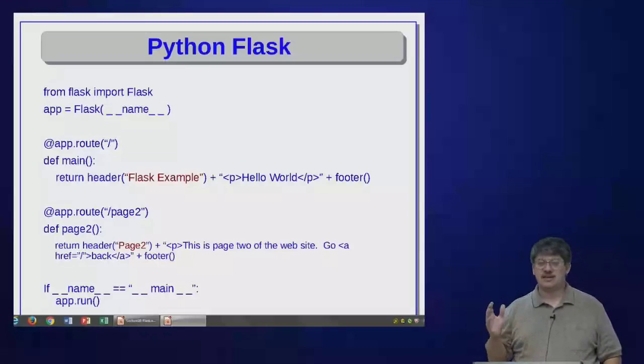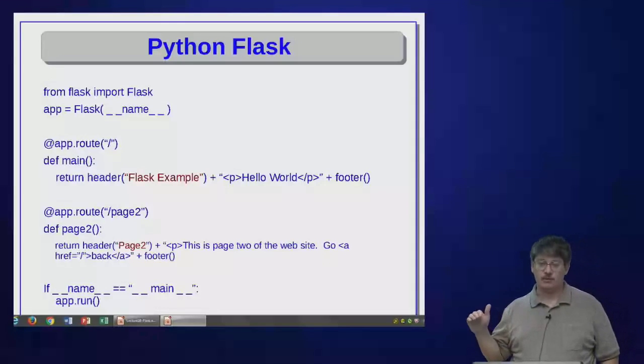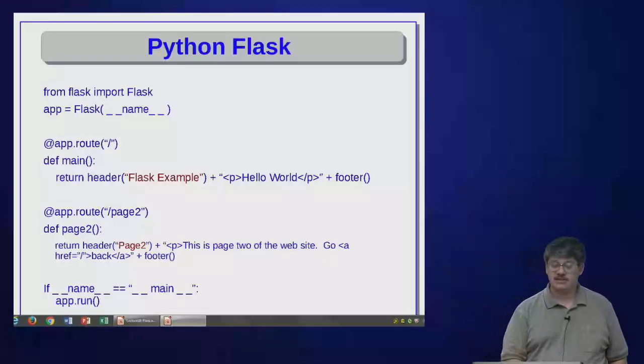If you don't understand that, it's not important. It's just details of the mechanism. But you always need this if name == main at the bottom of your code to be safe.